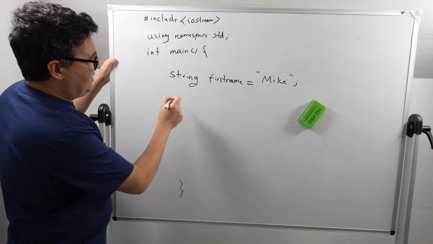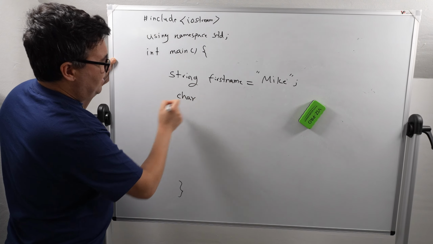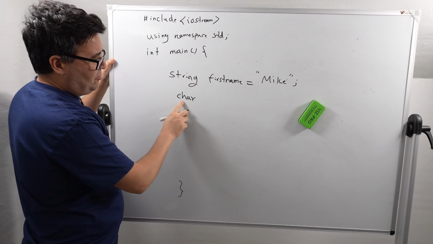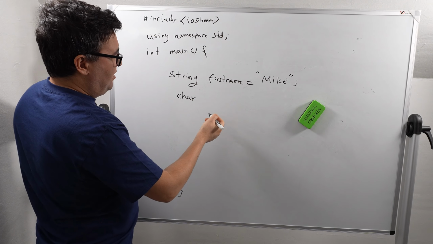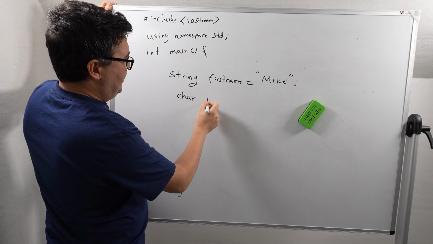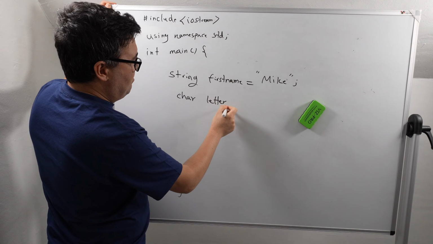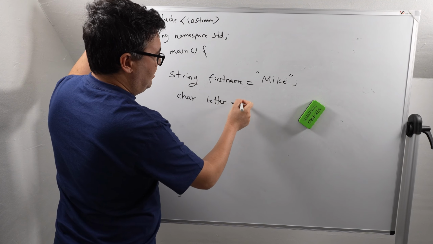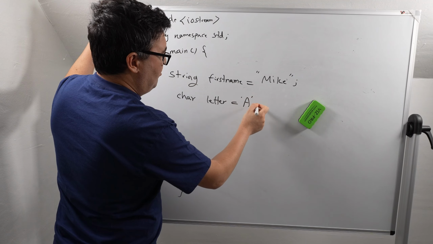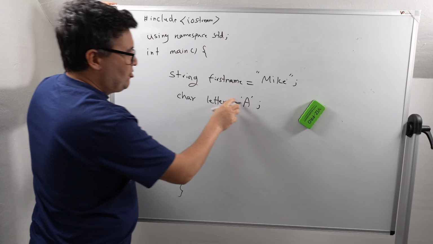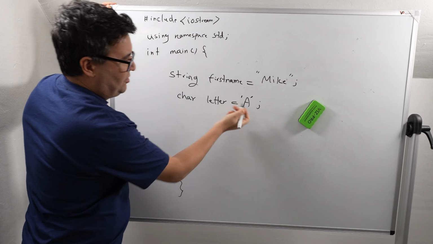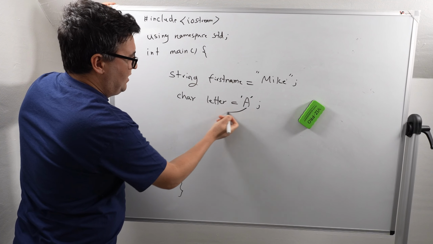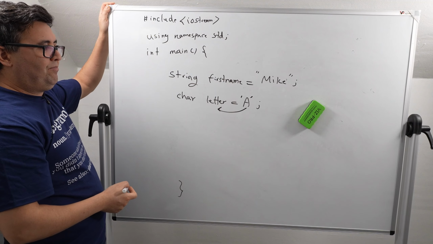How can we define characters? If you want to define a variable of type character, we use char. Then we use the name of the variable, like letter, equal to a. I want to store a, and the character should always be inside single quotes. So we have single quotes here, and we store the character a inside letter.